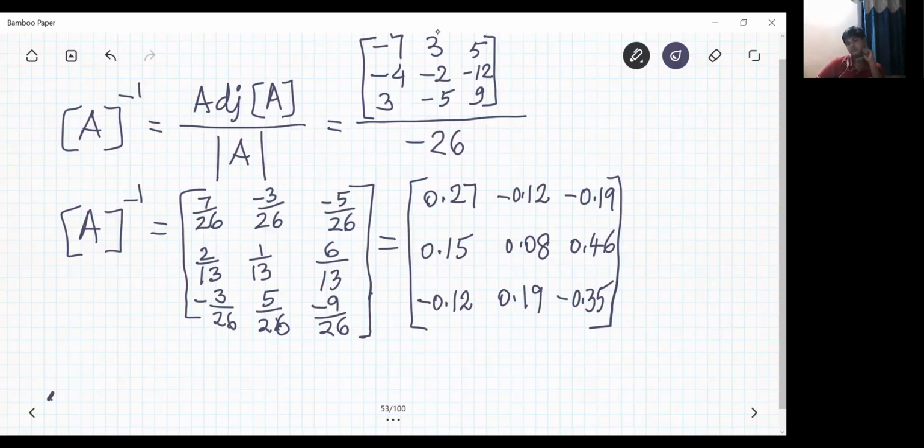Now you check whether what you have calculated as A inverse is right or wrong. How do you check? You can say let B is equal to A into A inverse. Again, we should find B11, B12, B13 like that.